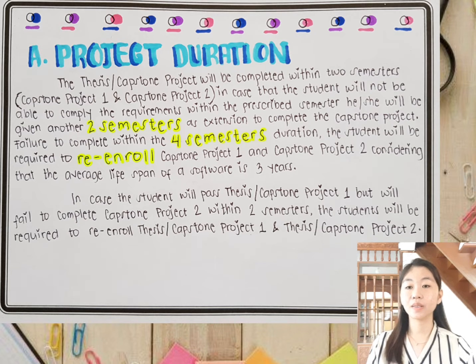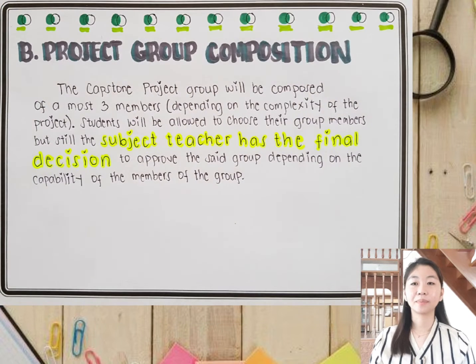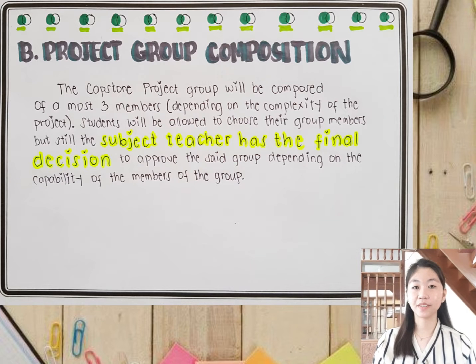In case the student will pass thesis or capstone project 1 but will fail to complete capstone project 2 within 2 semesters, the student will be required to re-enroll thesis or capstone project 1 and thesis or capstone project 2. B. The project group composition.